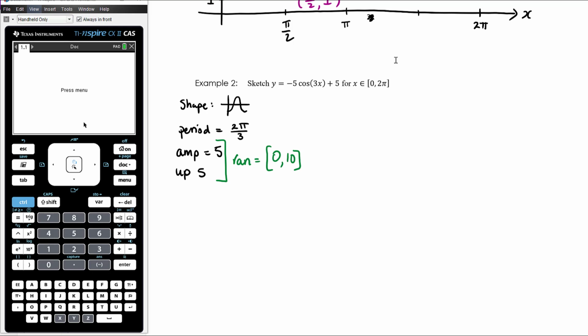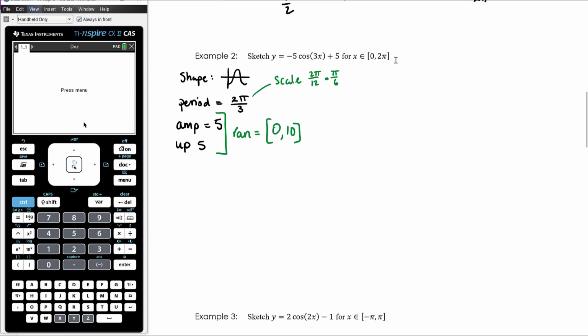Okay, no horizontal translation, so we just want to think about a scale that is a quarter of 2 pi on 3. So that's 2 pi on 12, so that's pi on 6. So if we use a scale of pi on 6, we should be able to mark all the key points that we need. Okay, let's draw our graph.